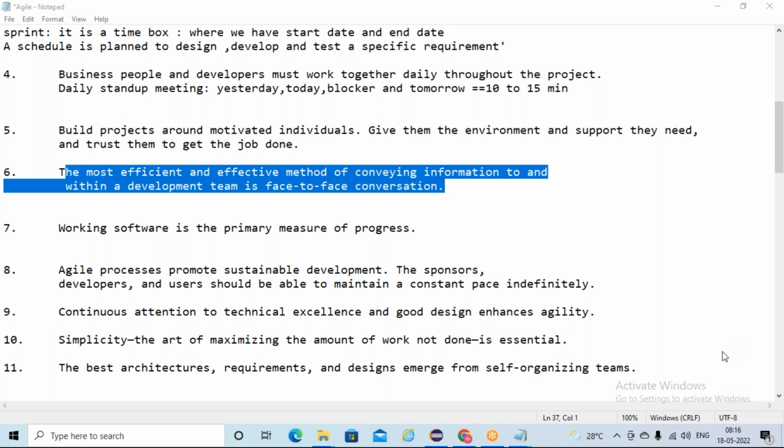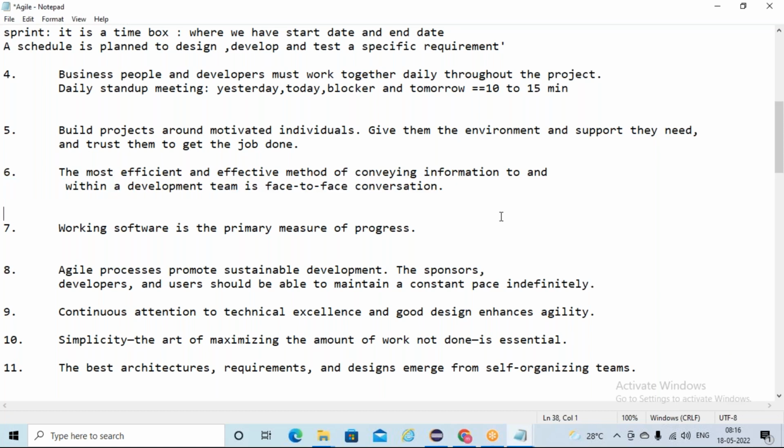Yes, the most efficient and effective method of conveying information to and within a development team is face-to-face conversation. Suppose, for example, the customer gave you some new user story, or some changes.